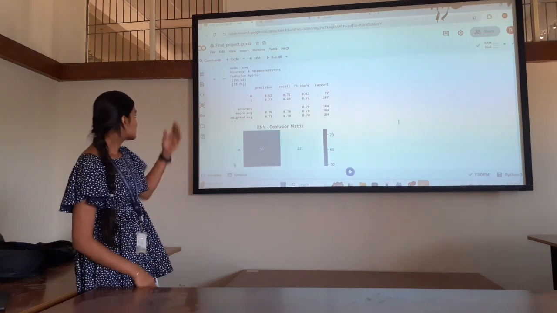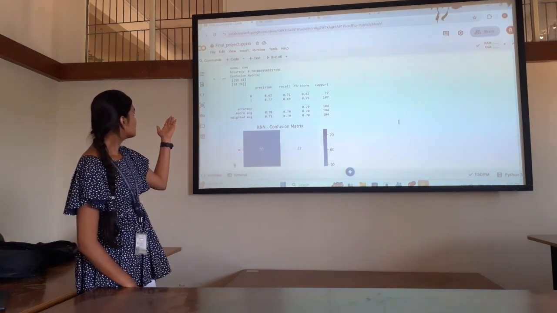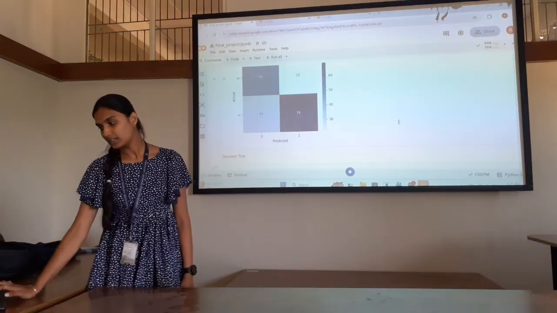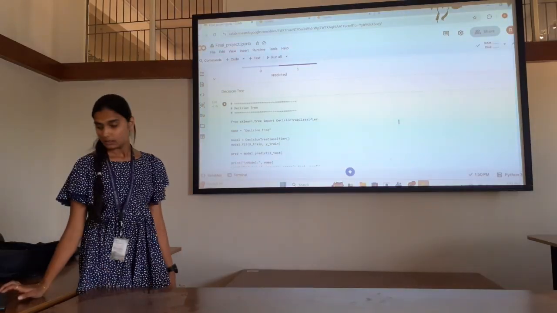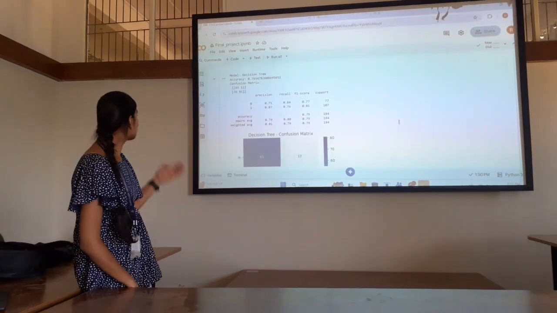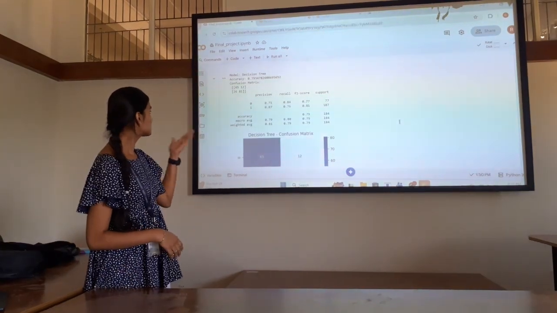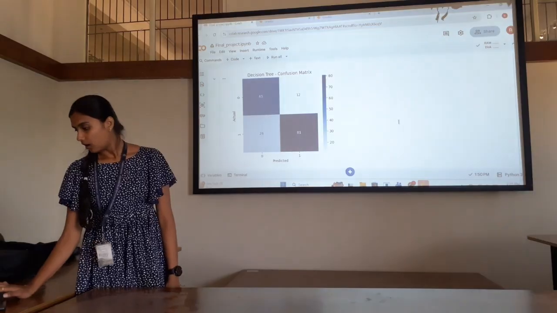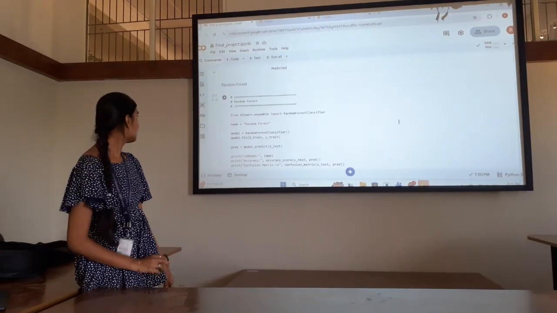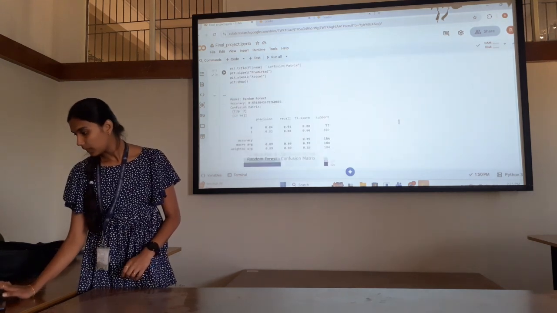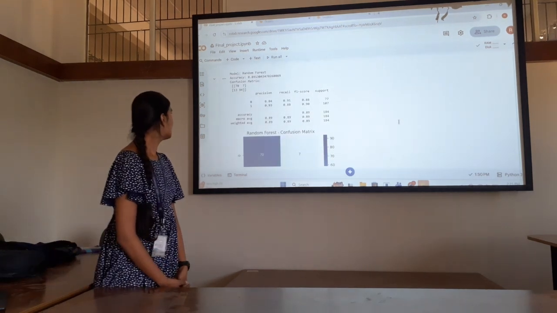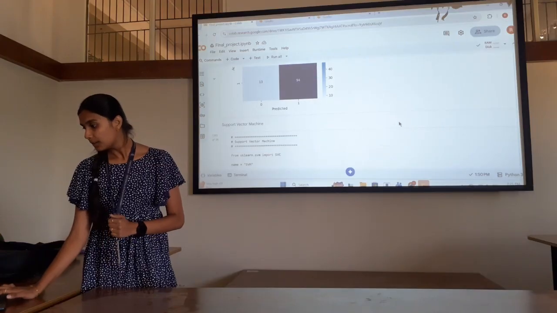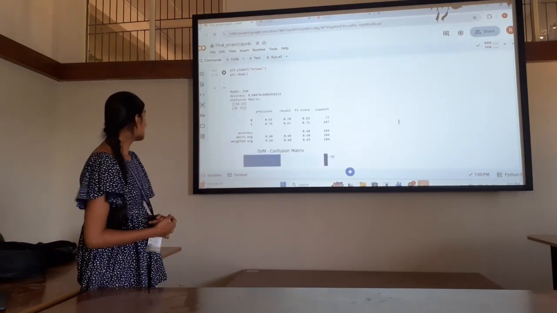Here I am getting an accuracy of about 70%, and I am calculating precision, recall, F1 score, support and so on. This is the confusion matrix for the KNN model, and next we are moving into the decision tree. Here I am getting 79% accuracy. This is the confusion matrix of the decision tree, and moving on to random forest, I got 89% accuracy, and this is its confusion matrix. And for support vector machine, I am getting 64% accuracy.